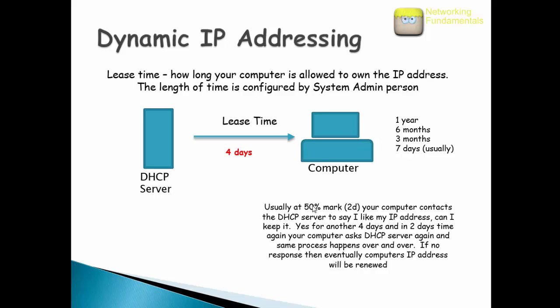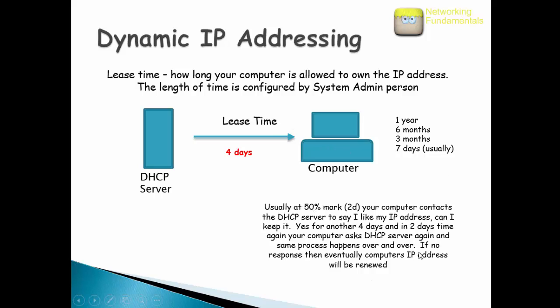And again, halfway through or 50% through that lease time, my computer is going to contact the server and say, okay, I still like it, can I keep it? And this continues. The same process happens over and over again. But in the example I showed you earlier, mine only had 1 day, so it's basically 24 hours. So at 12 hours time, a request would go to the DHCP server to say, can I keep my IP address? And then after those 12 hours, it'll go to 6 hours, then to 3, and so on.